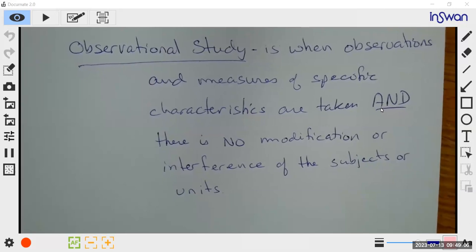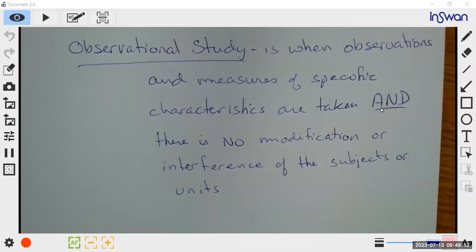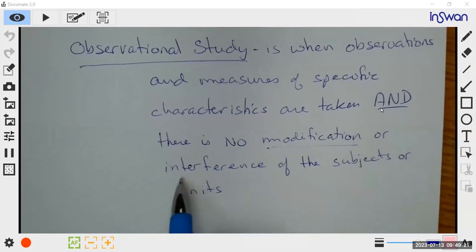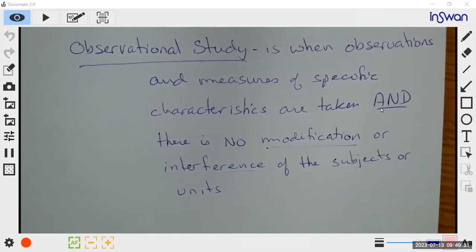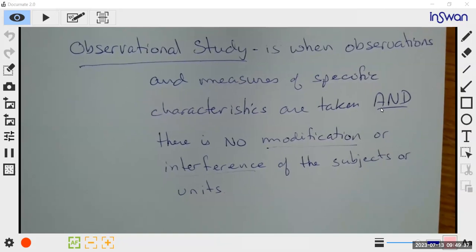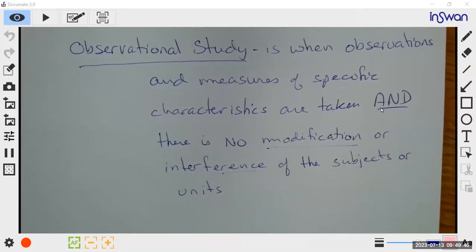It's when observations and measurements of specific characteristics are taken. Okay, that's an observation. But the most important part is there's no modification or interference. If you're going to observe something, you're going to observe it without... Put your phone up. You could live 5 minutes without looking at messages that mean nothing. Because the minute you interfere or interject a modification, you've changed the natural course of events. So your observations are worthless.